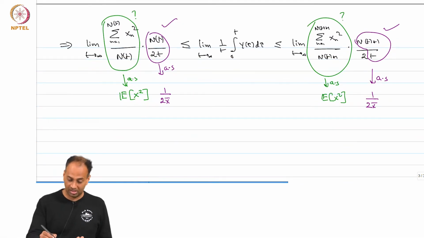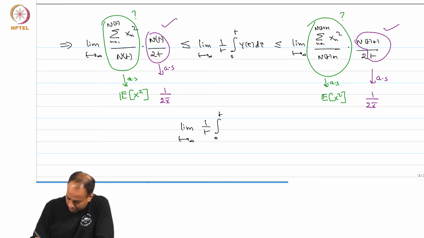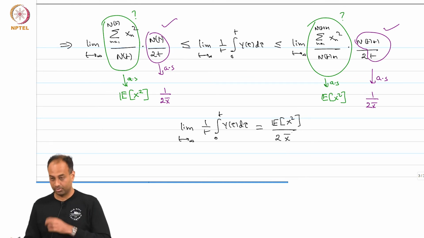So, the moral is, by the sandwich theorem we can say that the limit as t tends to infinity of this time average residual time is the expectation of X squared over 2 x bar.